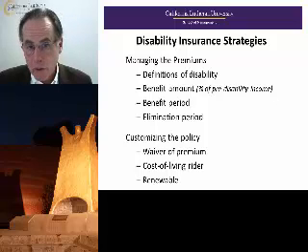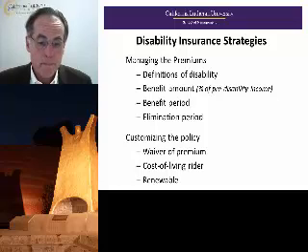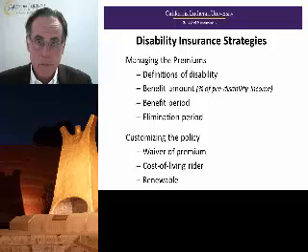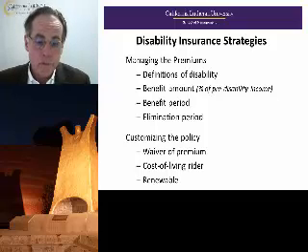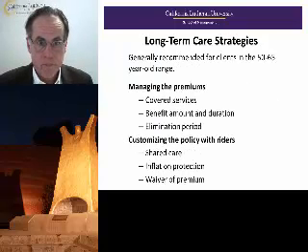Perhaps adding a waiver of premium. Again, the premium is waived during that period of disability. A cost of living rider, which will keep that benefit amount at least up to pace with some measure of inflation, and adding the renewability feature to the policy.